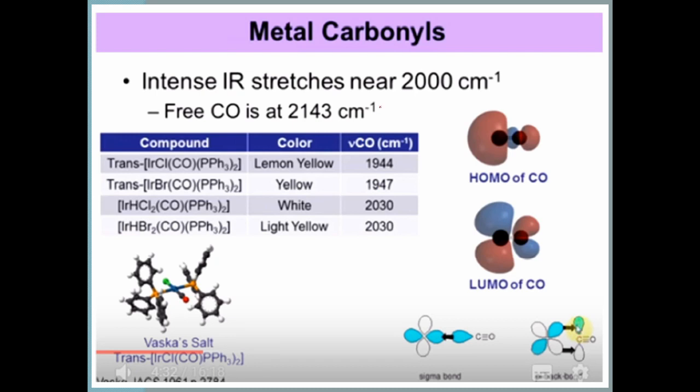In the intense stretches near 2001 pertaining to the carbon monoxide CO, which may be terminal or which may be bridging, free CO is a very standard one at 2143 centimeter minus 1.